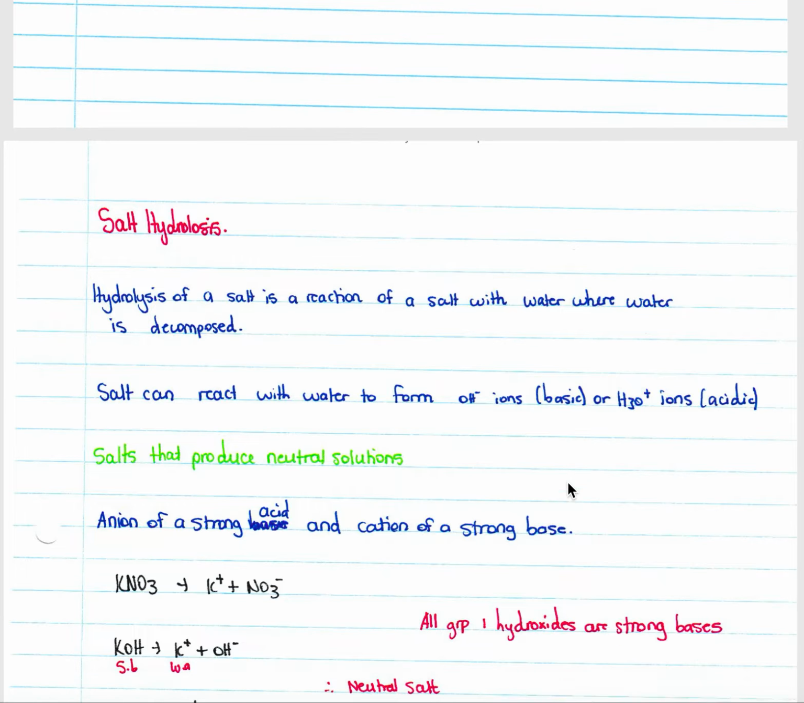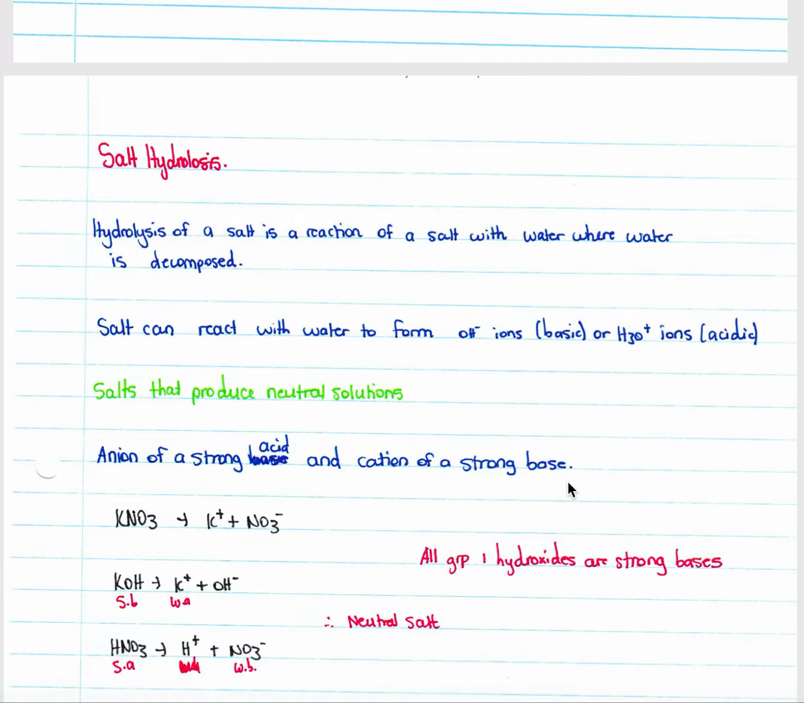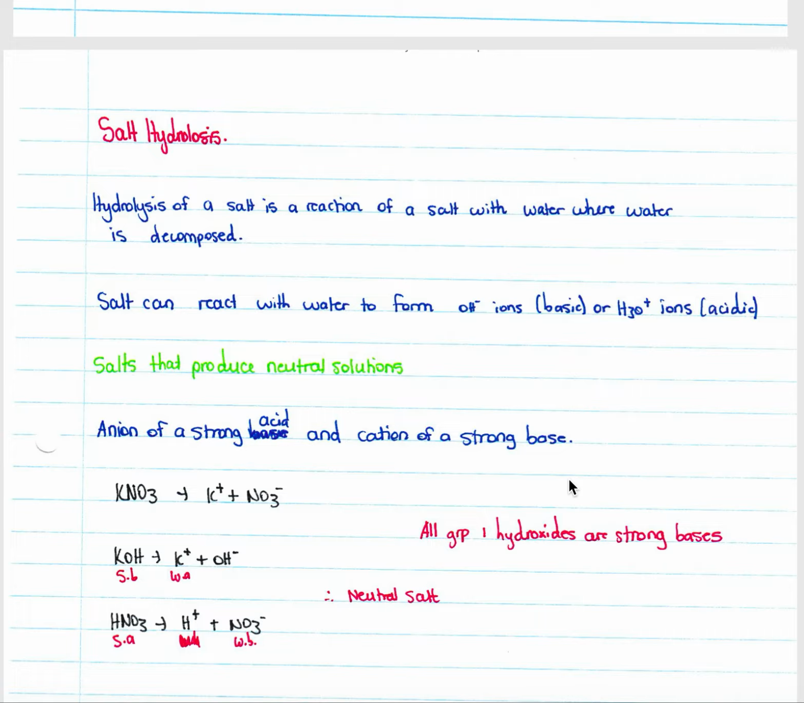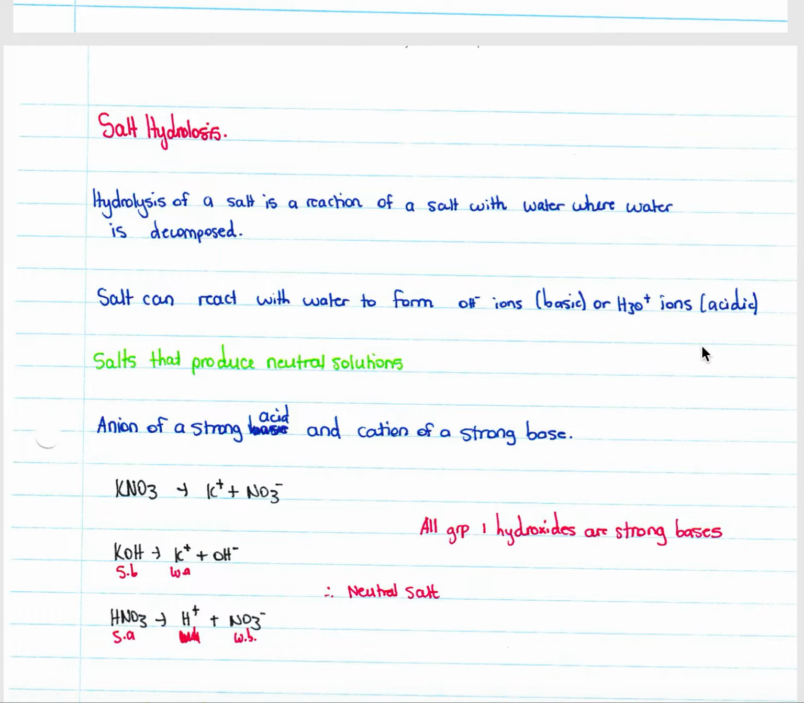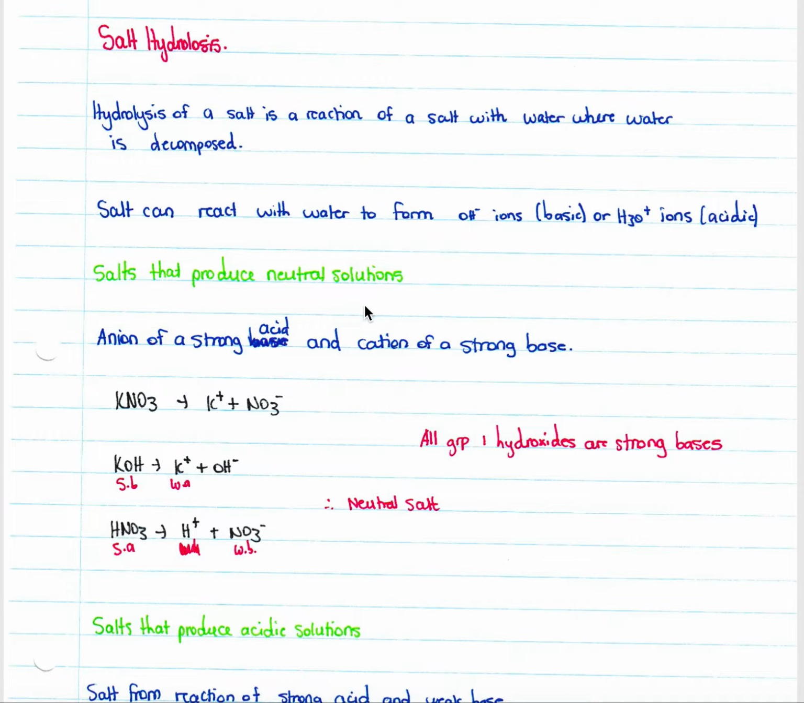Next, we move on to the hydrolysis of a salt. Hydrolysis of a salt is the reaction of a salt with water where water is decomposed. The salt can react with water to form OH minus ions, which means it's basic, or H3O plus ions, meaning it's acidic. Salts that produce neutral solutions will come from the anion of a strong acid and the cation of a strong base. If we look at the salt KNO3, it will ionize into K plus and NO3 minus.